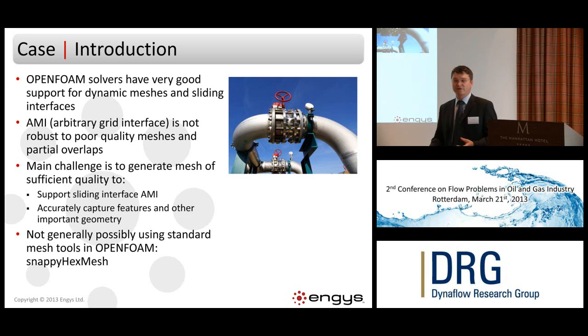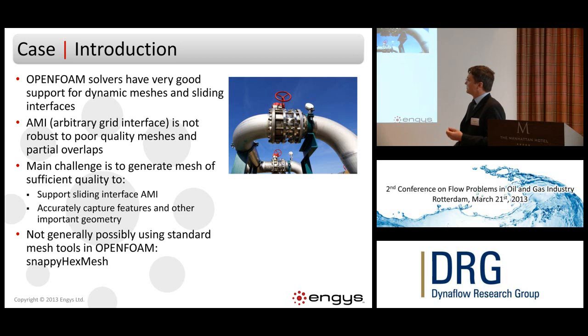arbitrary mesh interface like a GGI in Fluent, so you can couple two dissimilar meshes, or you can rotate or slide along that interface. But that interface is very sensitive to the quality. So if there's a little bit of overlap, an extra cell doesn't match, it'll just fall over. So that puts a big onus on the mesh generator to provide a very accurate interface between the two sides in terms of the integral space that it occupies.